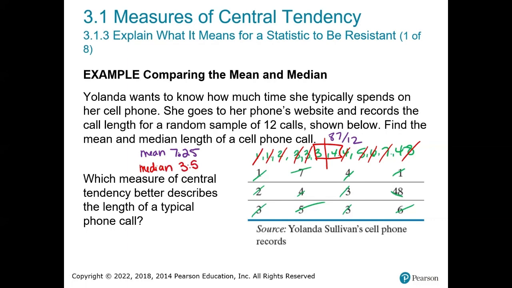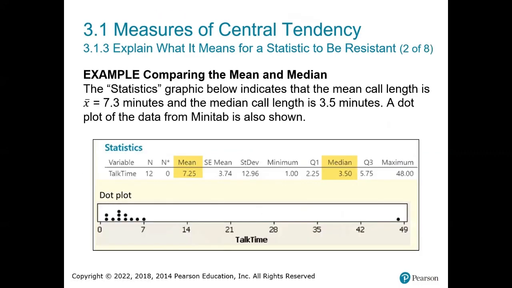Okay, so these values are quite different. The median is saying I spend 3.5 minutes on a phone call. The mean is saying I spend 7.25 minutes on a phone call. On the following screen, it's just another example here of what we have. It also gives us some other values that we'll eventually talk about. But there were 12 values. Here's your mean. Here's your median. And then you have a dot plot here. So the mean is 7.25, median 3.5.